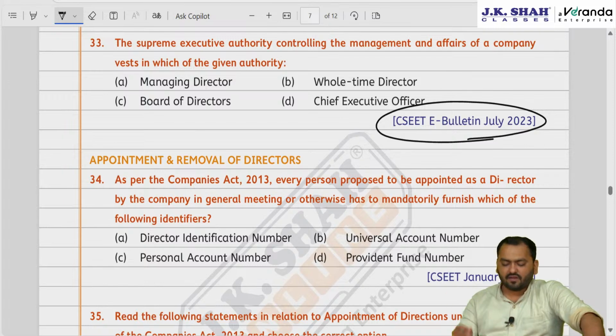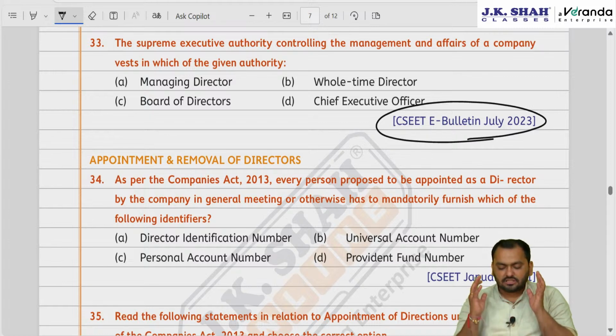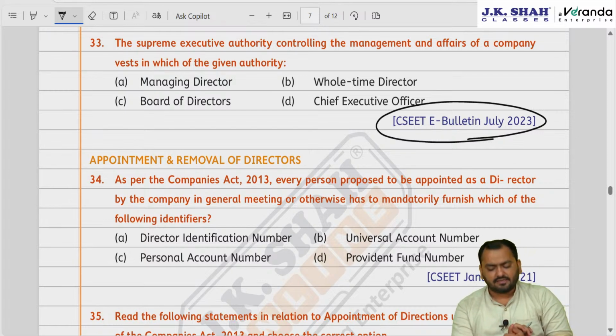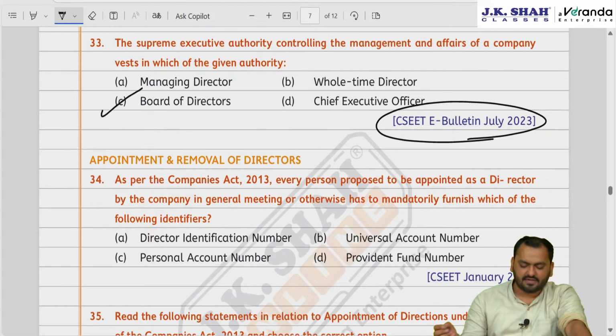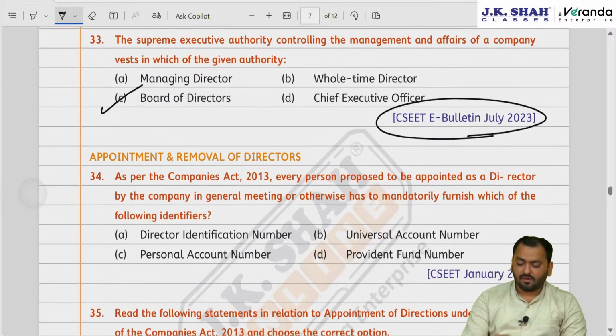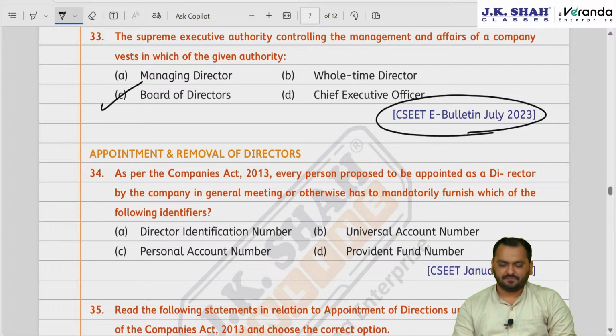Next is again the CSETE bulletin July 2023. The Supreme Executive Authority controlling the management and the affairs of the company vests in which of the given authorities? Who is the Supreme Executive Authority controlling the management of the affairs of the company? What do you think? Managing Director, Whole-Time Director, CEO, Board of Directors. So the answer is yes, Board of Directors is the right answer. Remember one thing, the Supreme Executive Authority controlling the management and affairs of the company will be the Board of Directors.